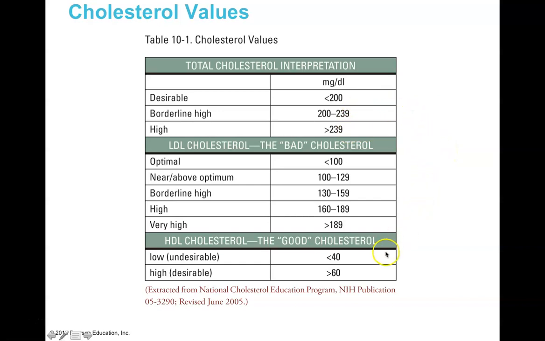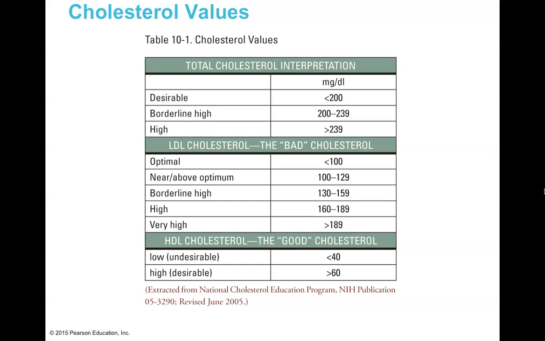But let's say your HDL cholesterol is really, really high. It's 100, and your total cholesterol is 200. Usually the doctors won't think that's too problematic because a big portion of that is your HDL. So the ratio of these two is also important.